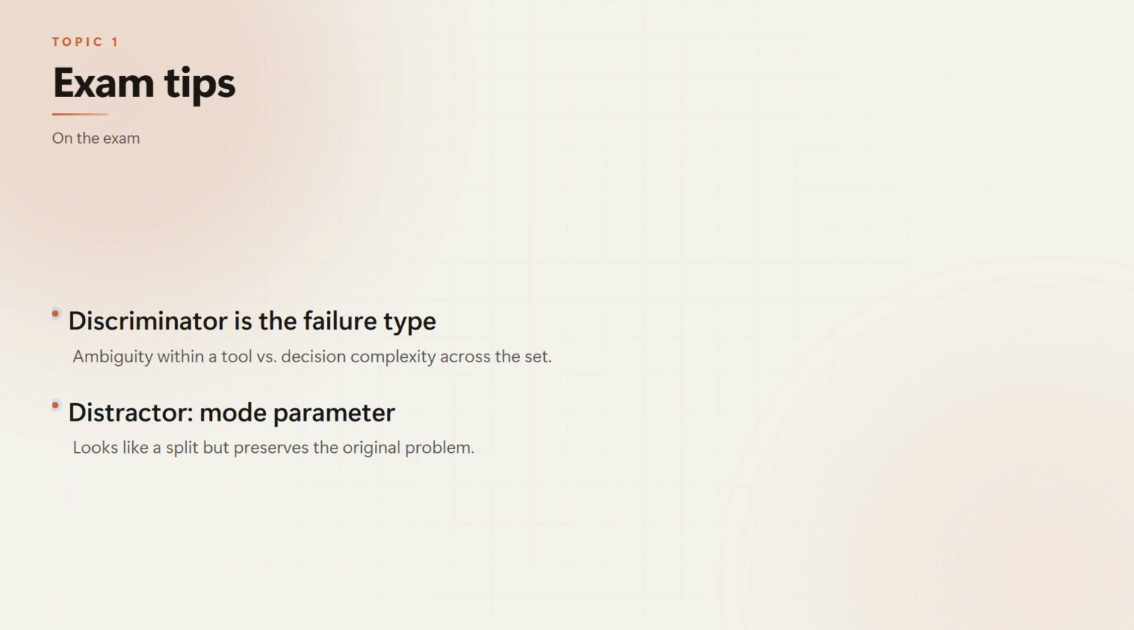It looks like you are organizing the tool, but you are really just hiding the same ambiguity inside a parameter. The exam will test that distinction explicitly. This part is testcraft: know the two failure modes and the trap answer.